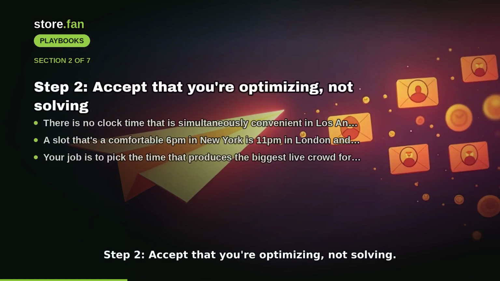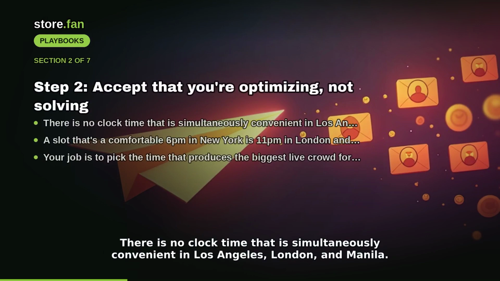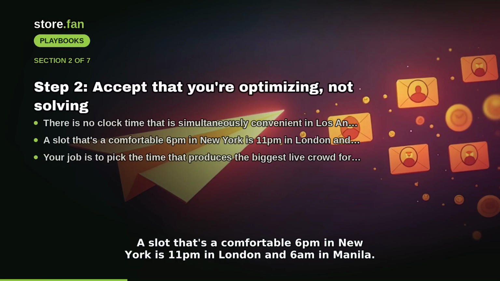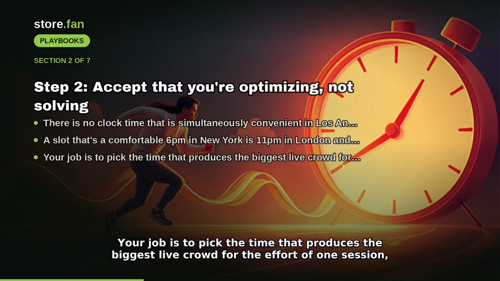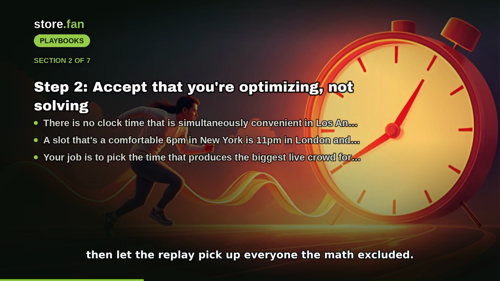Step 2. Accept that you're optimizing, not solving. There is no clock time that is simultaneously convenient in Los Angeles, London, and Manila. A slot that's a comfortable 6 p.m. in New York is 11 p.m. in London and 6 a.m. in Manila. Your job is to pick the time that produces the biggest live crowd for the effort of one session. Then let the replay pick up everyone the math excluded.